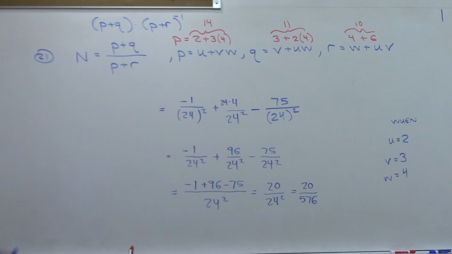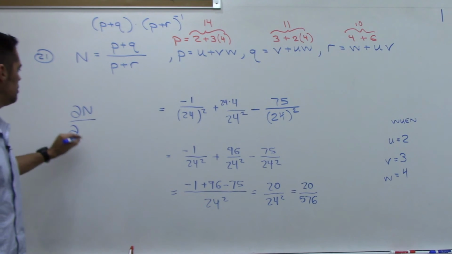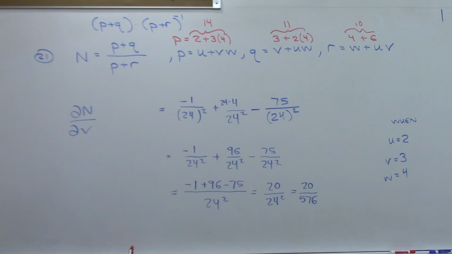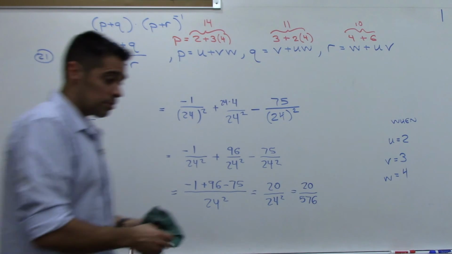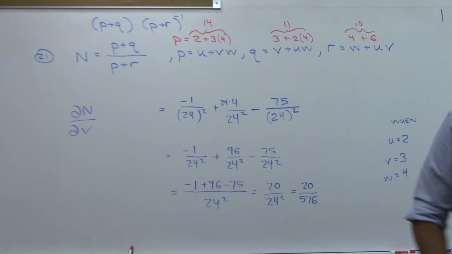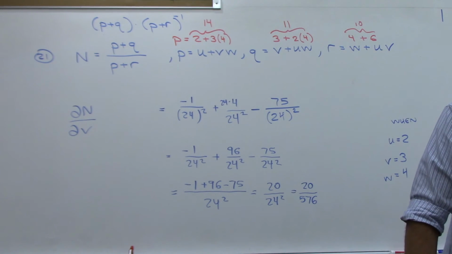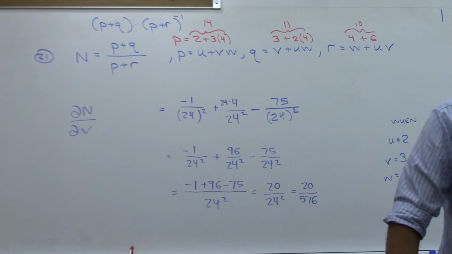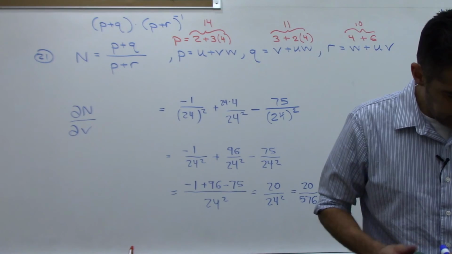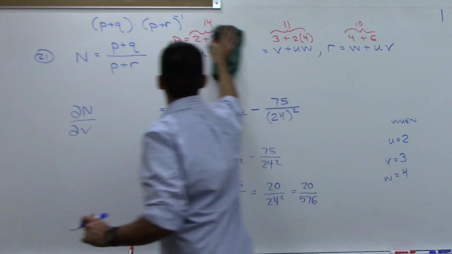Then you could go find the other partial, with respect to, what did we just do there? U, so you could do V next and go through the whole spiel again. Good exercise right there. All right, so 21. Let's look at 26. This will probably be the last one I do.